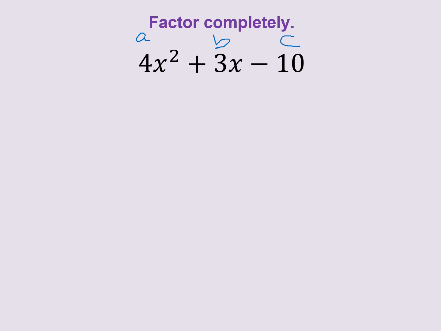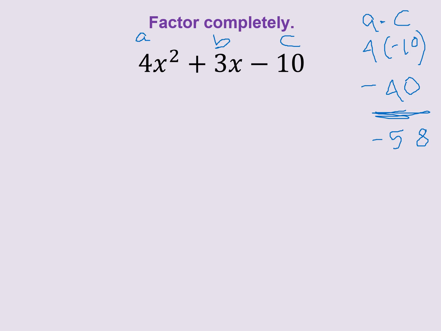And we're going to take the A value and the C value and multiply them together. So 4 times negative 10. That would give me negative 40. So I'm going to ask myself, what multiplies to negative 40 and adds up to 3? I know, negative 5 times 8. Negative 5 plus 8 adds up to positive 3, but it multiplies to negative 40.